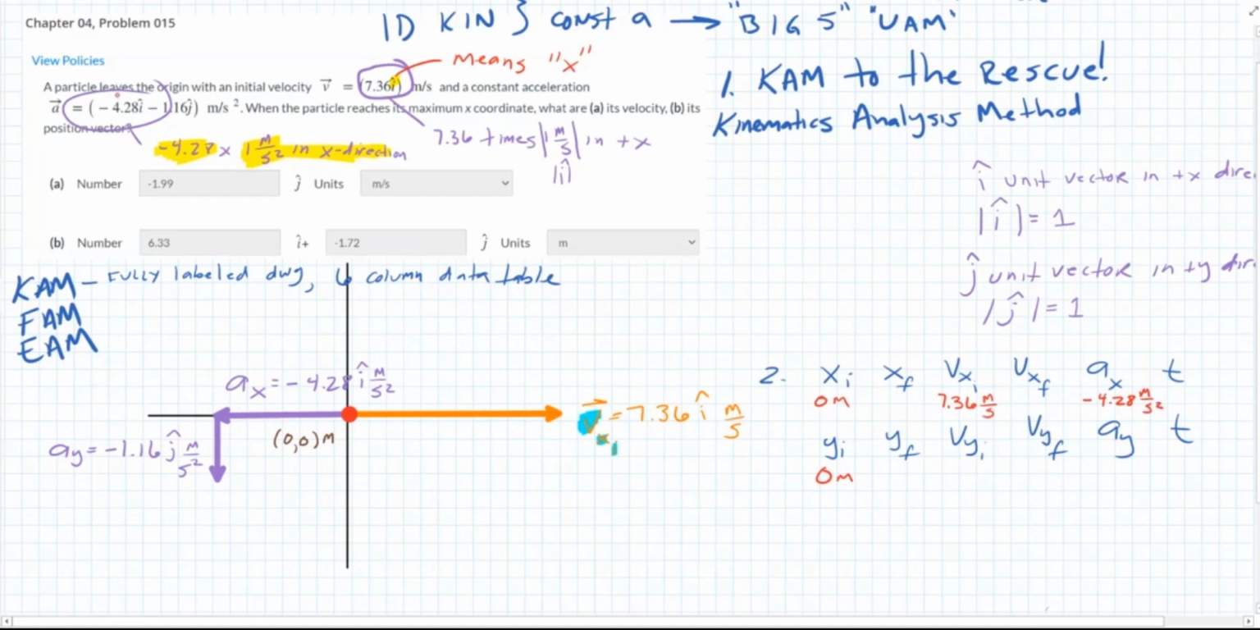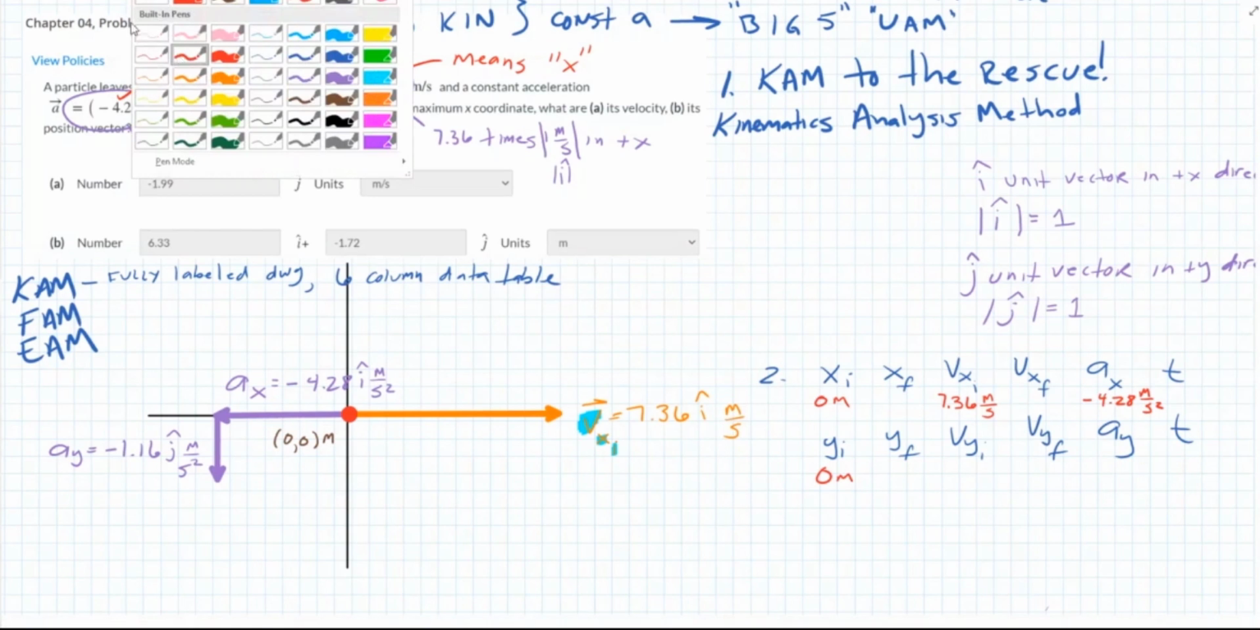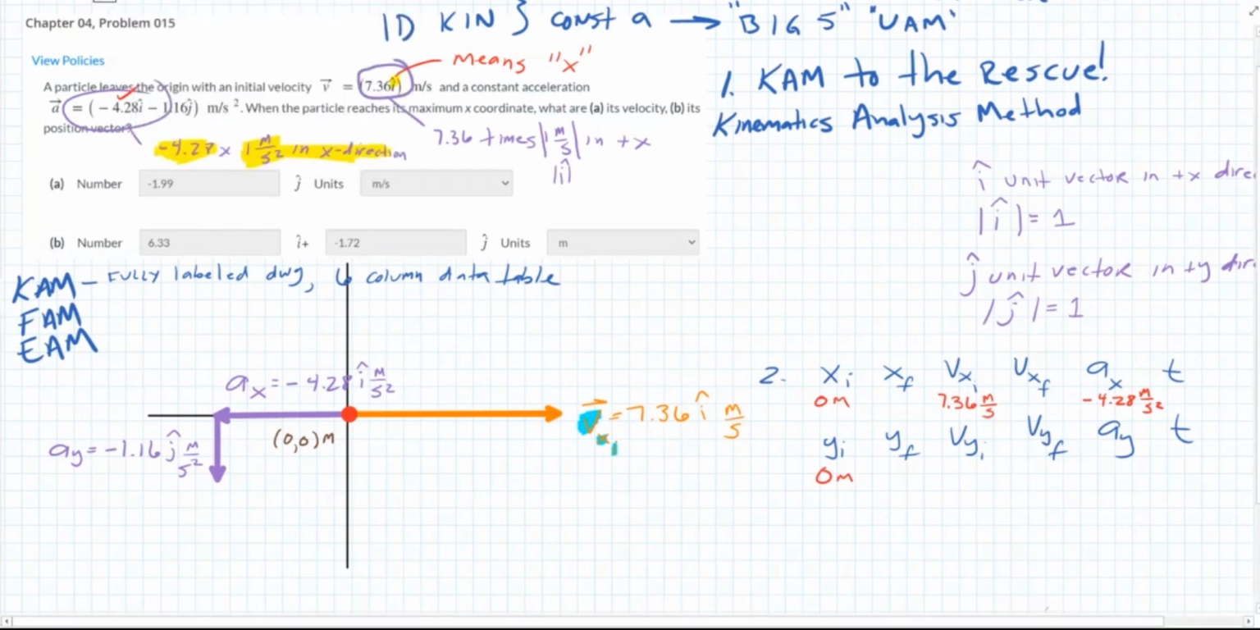Got it. And then where do I put negative 1.16? That's my y velocity. Negative 1.16 meters per second squared. That's my, I said y velocity, I should have said y acceleration. All right, so I have found a home for everything. 7.36 has a home. The origin has a home. I've got a home for a sub x and for a sub y.